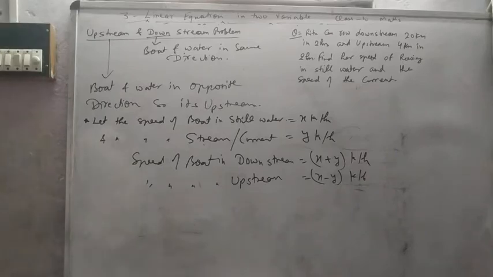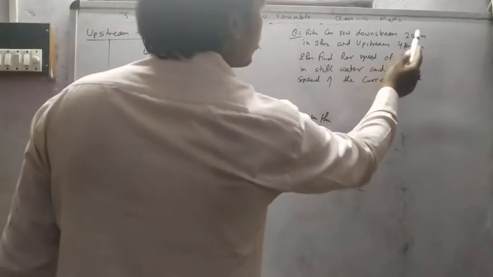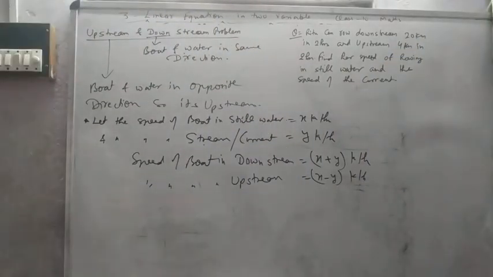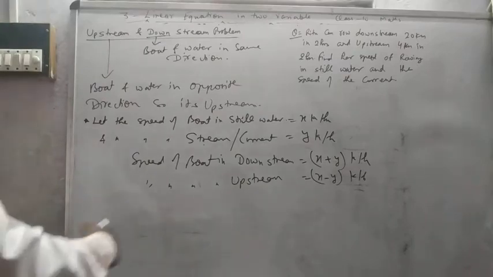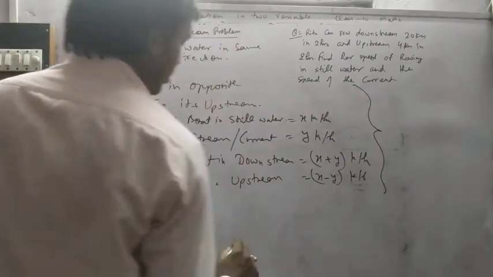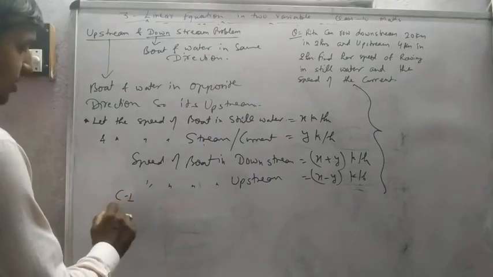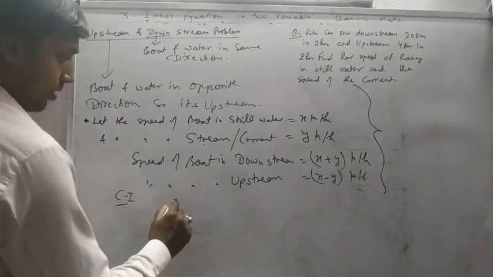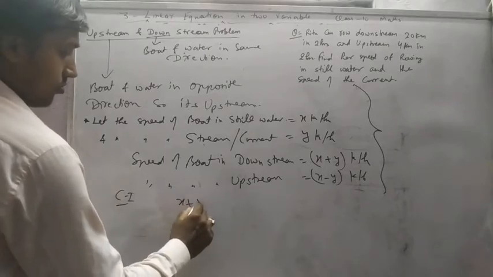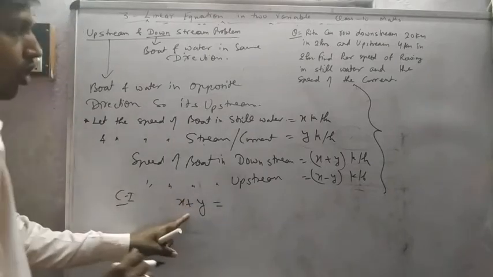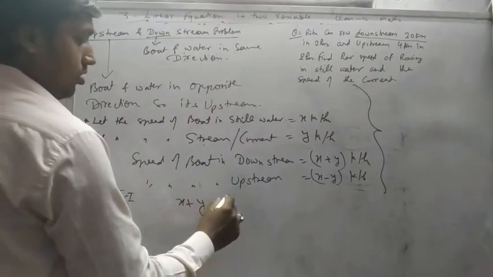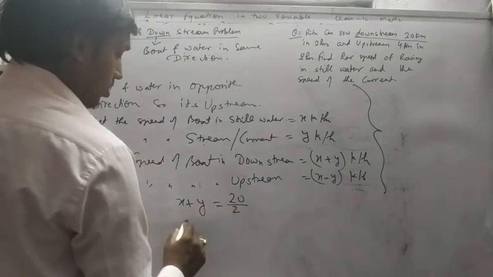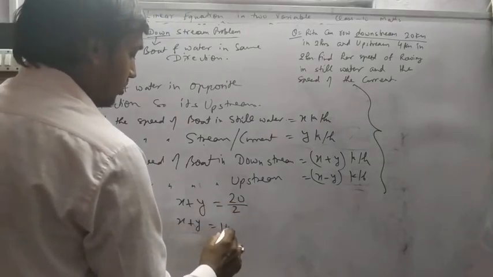Then we take the example: Ritu can row downstream 20 km in 2 hours and upstream 4 km in 2 hours. Find the speed of rowing in still water and the speed of current. Basic problem, you can write these 4 steps. Then case first, speed of downstream. The speed of downstream is equal to distance upon time, means x plus y is equal to 10. Equation first.